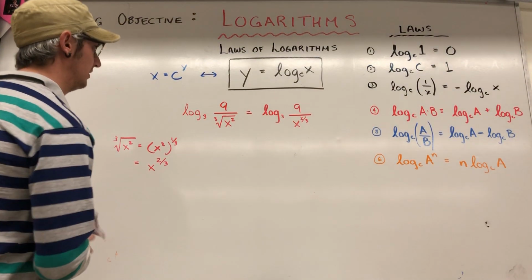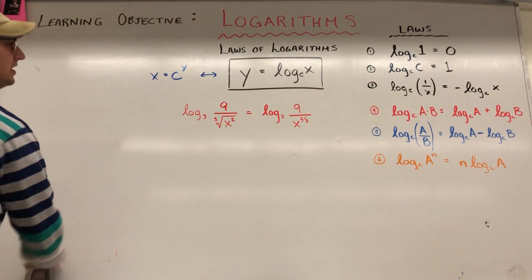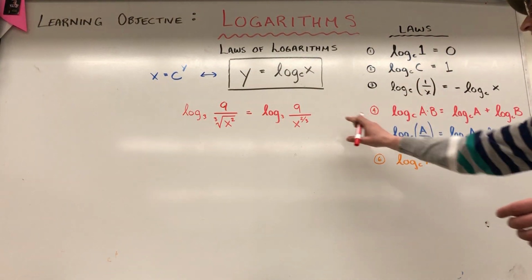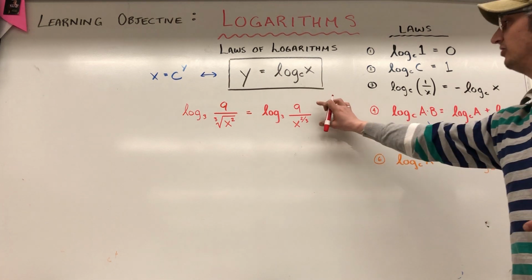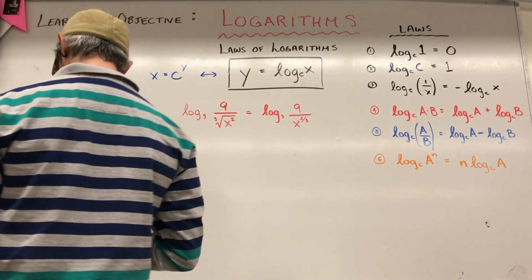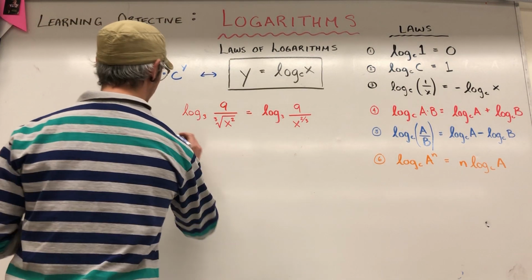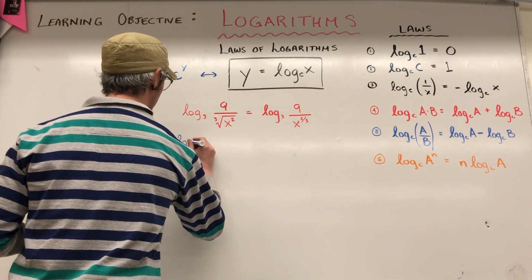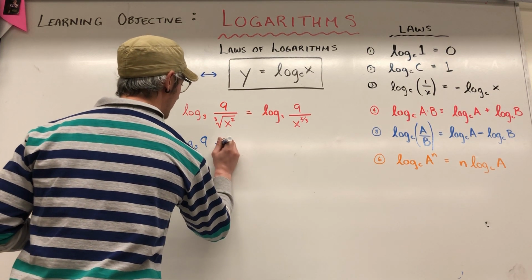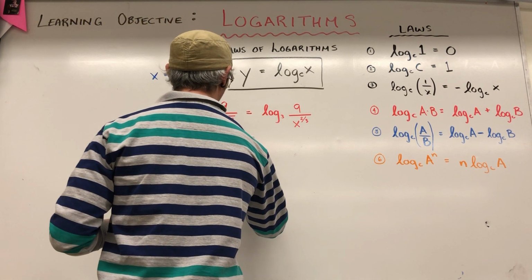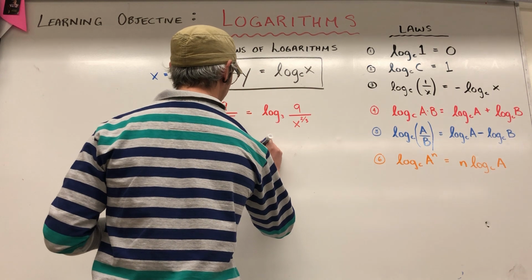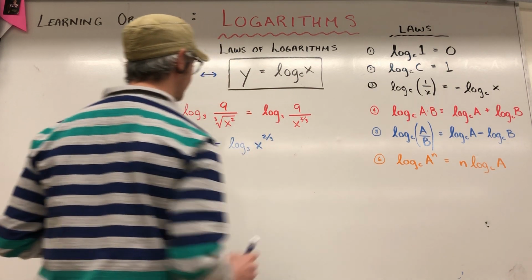Excellent. Now, looking at this, there are several ways I could go, but I'm noticing right away this is a division. So let's split this up using our quotient law, in blue. I get log base 3 of 9 minus log base 3 of x to the 2/3.